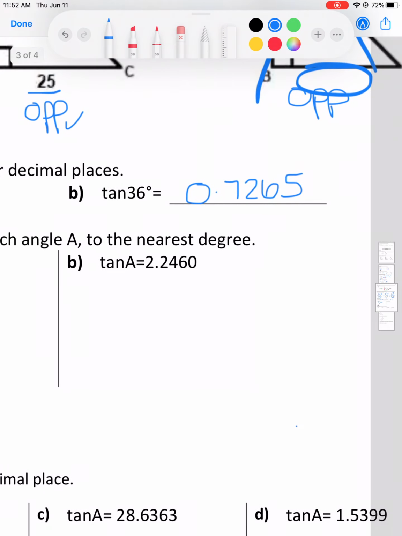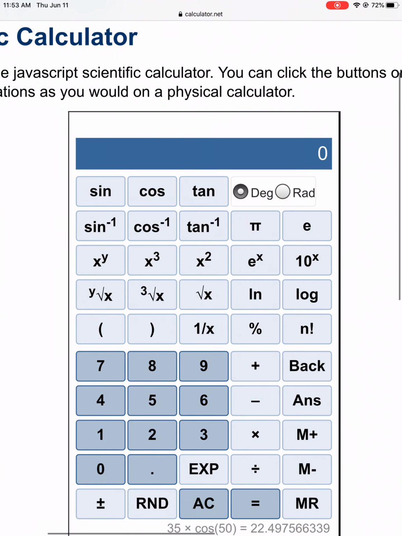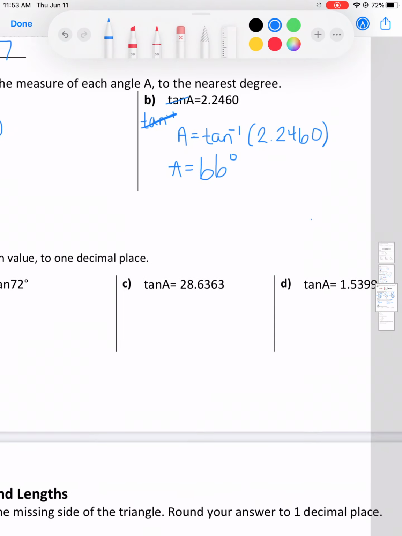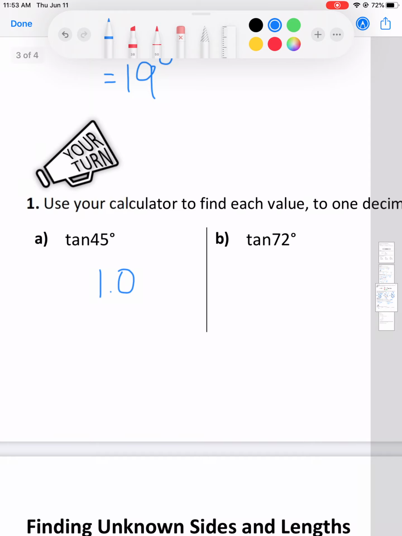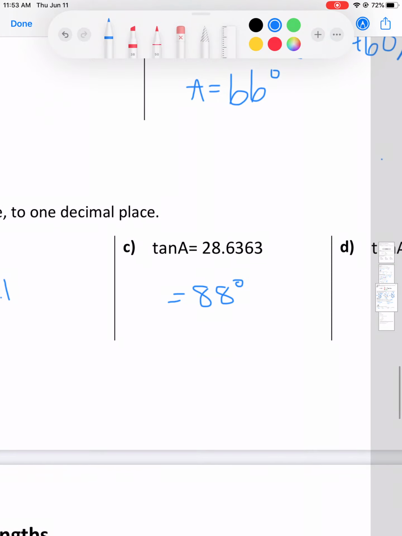Okay, over here, same idea. It's going to be A is equal to tan to the minus 1 of 2.2460. So, tan to the minus 1 of 2.2460 is 65.99, so again, we'll round that up to 66. So again, guys, with these ones, I'm going to just throw in the answers. If you get them, fantastic. If you don't, you have to let me know, because if not, your test tomorrow is going to be really hard.